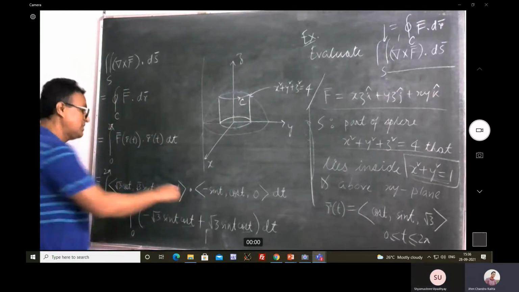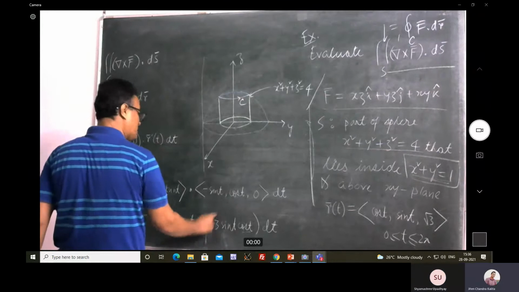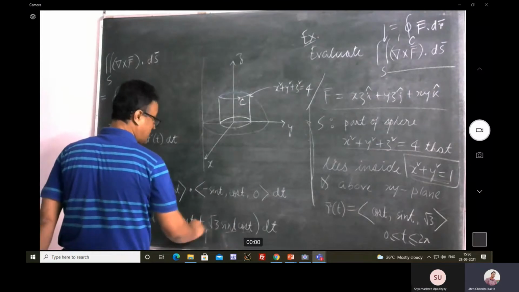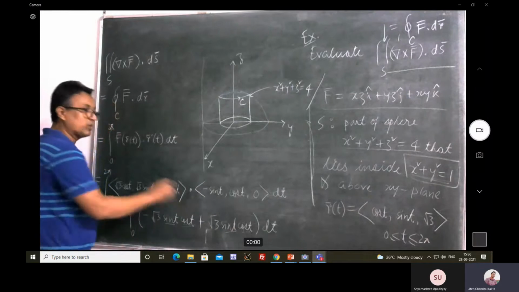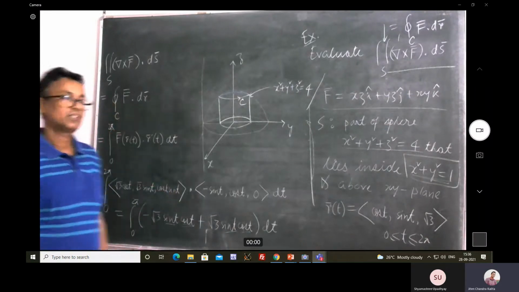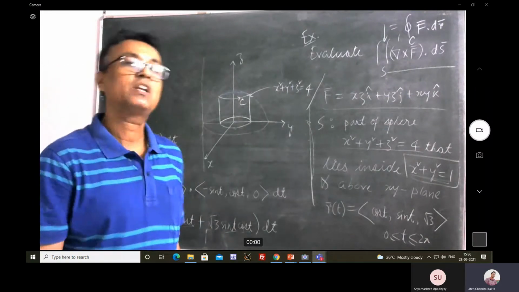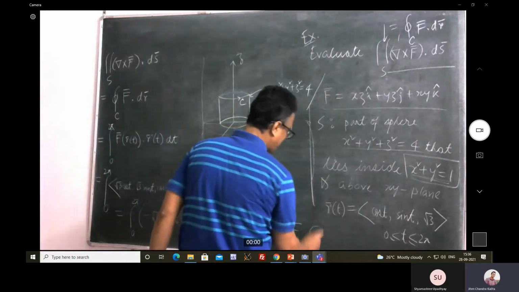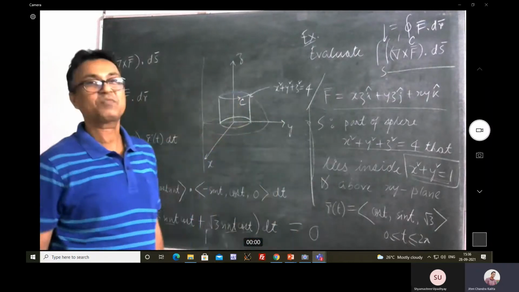So even had it not been 0, suppose it would have been something else, because you had sin t and this derivative is already there, this would have given you some powers of sin t. And for the limits 0 to 2 pi, that would have given you simply 0. So in fact, this result has some significance.